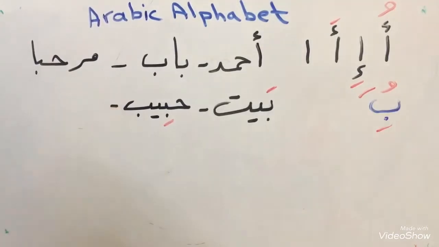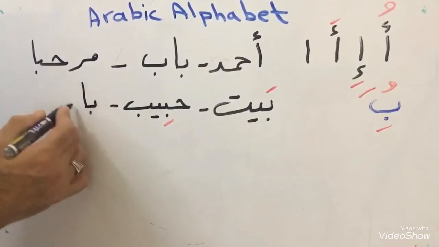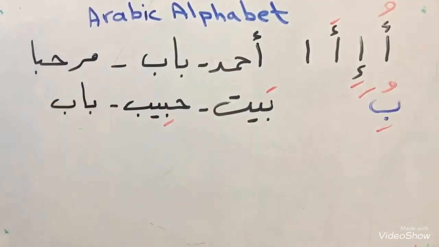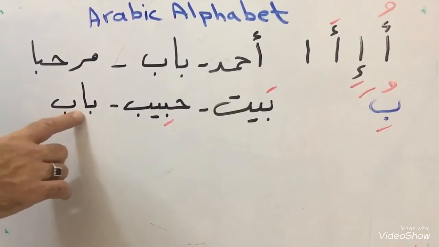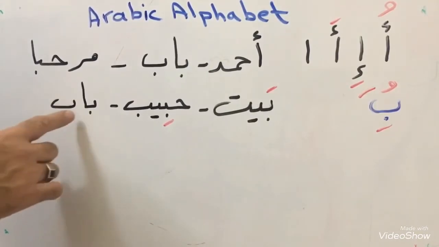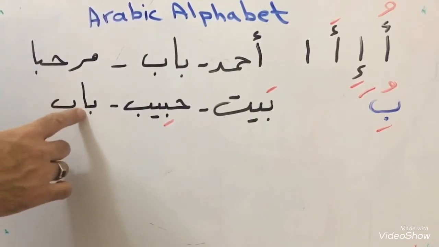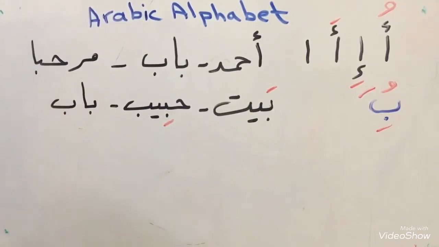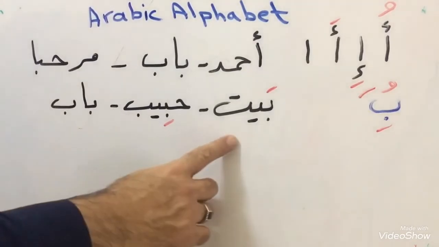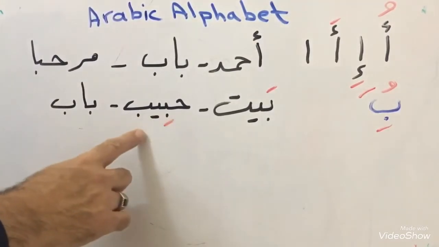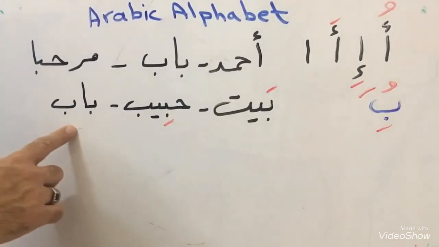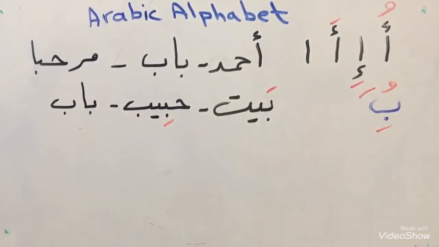Another example of Ba at the end is Bab. You can see Ba at the end. It comes after Alif. Alif can't be joined after. So there is a separation between Alif and Ba. Bab. Bayt means home. Habib, lover. Bab, door. This is the second letter in the Arabic alphabet.